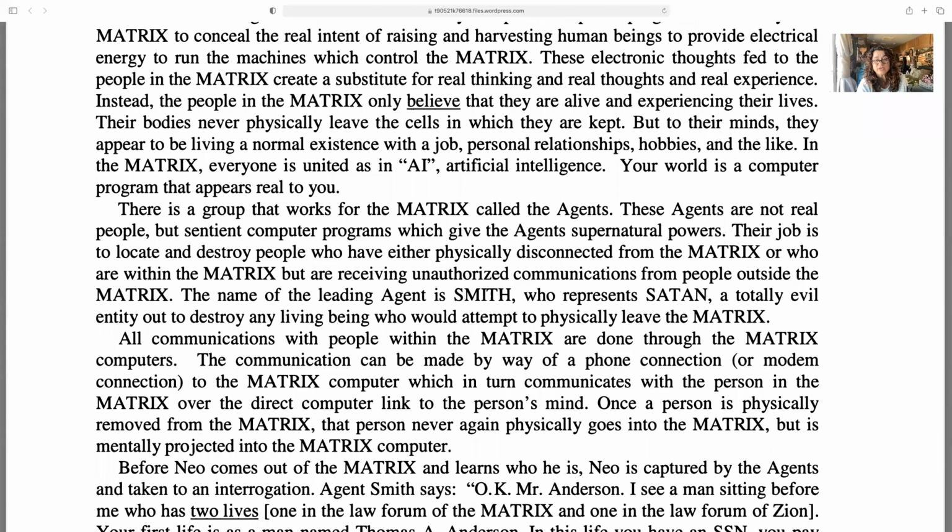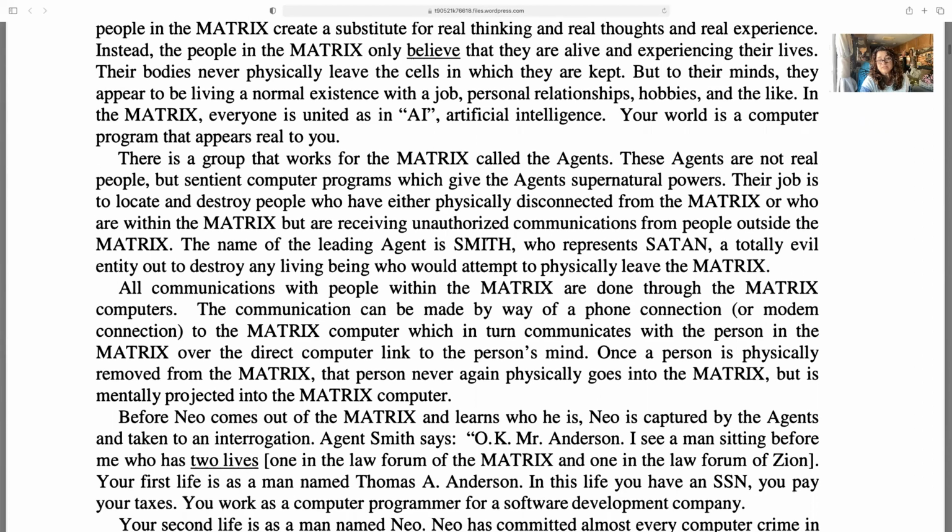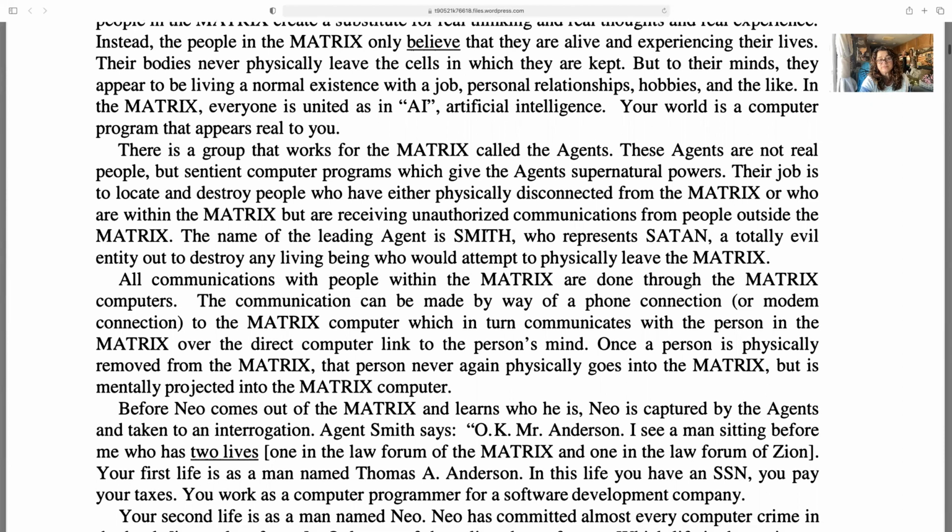There is a group that works for the matrix called the agents. These agents are not real people, but sentient computer programs which give the agents supernatural powers. Their job is to locate and destroy people who have either physically disconnected from the matrix or who are within the matrix but are receiving unauthorized communications from people outside the matrix. The name of the leading agent is Smith, who represents Satan, a totally evil entity out to destroy any living being who would attempt to physically leave the matrix.